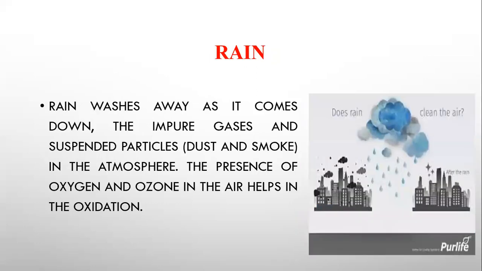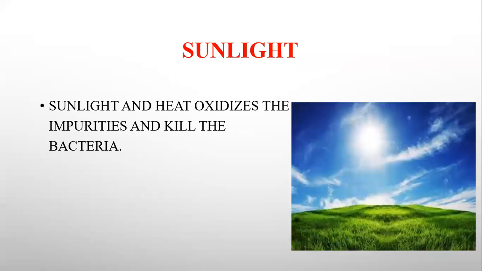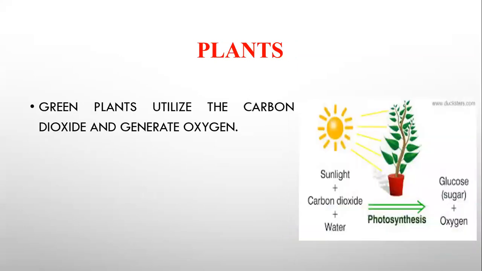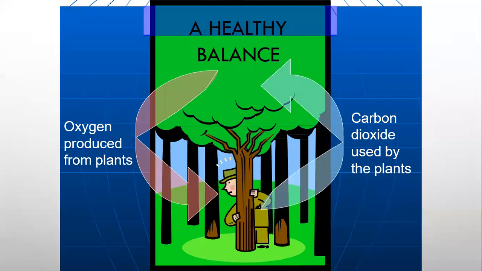Rain washes away, as it comes down, the impure gases and suspended particles of dust and smoke in the atmosphere. The presence of oxygen and ozone in the air helps in oxidation. In the stratosphere, there is ozone gas which filters the sun rays and other such gases, and so it takes part in the process of oxidation. Sunlight and heat oxidize the impurities and kill the bacteria, as I already discussed with you. Green plants utilize carbon dioxide and generate oxygen for living beings.